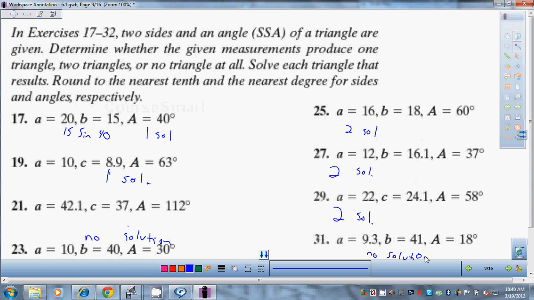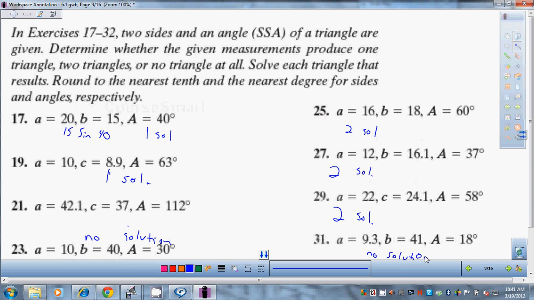But what if this isn't the biggest side? Now, technically, if you draw it, that's impossible. So if it tries to trip you up and says this side's 10, and it's opposite 112 degrees, and this side's 50 or 37, it's impossible, and you just write no solution. They're trying to pull a fast one on you. One or none. If this is the biggest, one. If it's not, none. The only complicated ones are these, where you have to do the test.